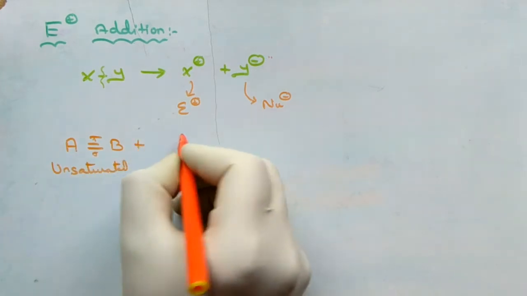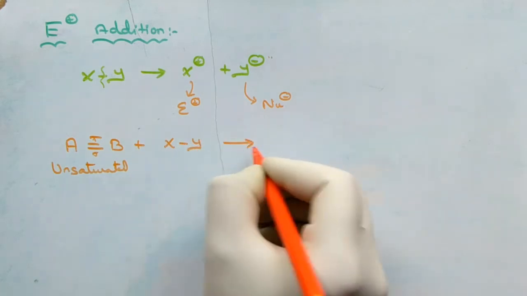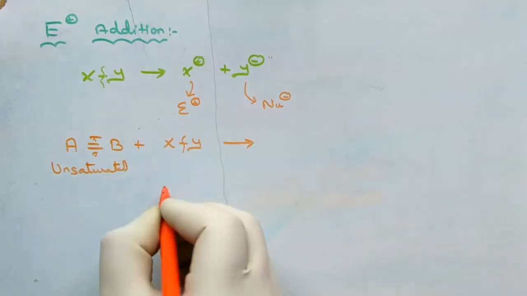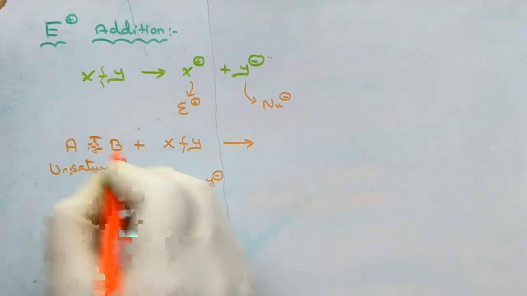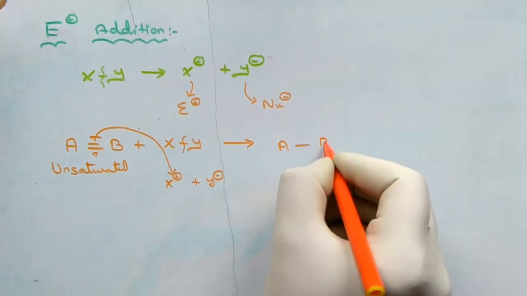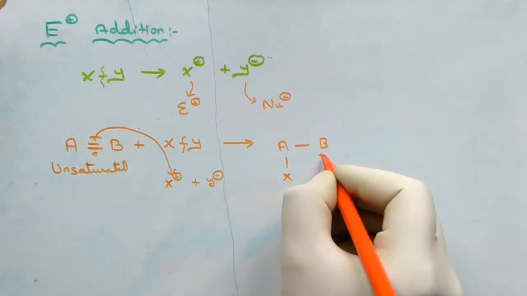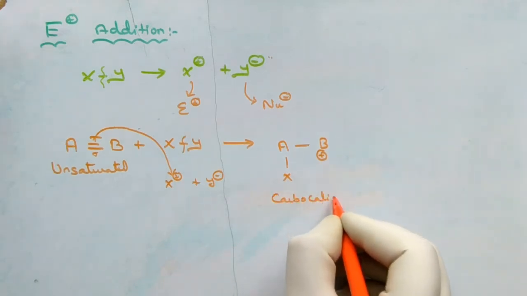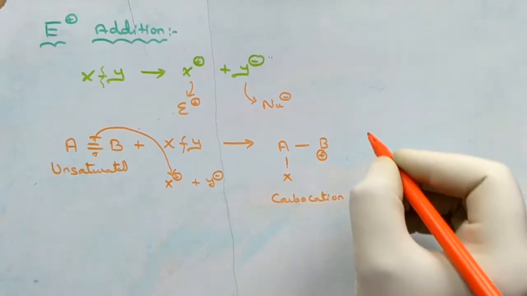When it reacts with XY, XY will be dissociated into X plus and Y minus. The pi electrons will attack the electrophile, so we will get an ion like this. B will be possessing positive charge. So this is an intermediate, and this intermediate is called as carbocation. Carbocations are the intermediates in electrophilic addition reactions.